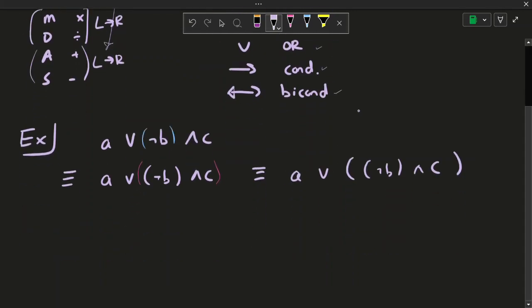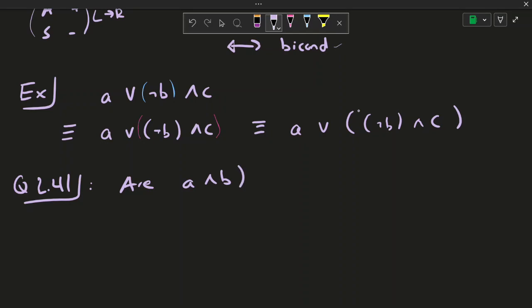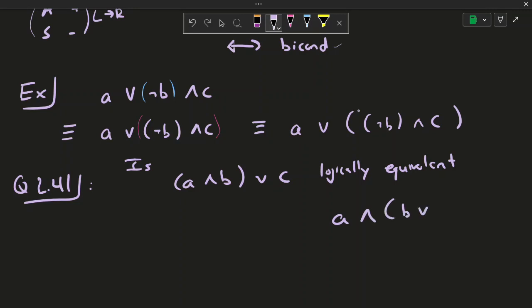Let's go through one more example in your book that I think is a little unclear. I think it's reading question 2.41. So question 2.41 asks: is A intersect B or C logically equivalent, or sorry, I should say, is A and B, parentheses, or C logically equivalent to A intersect B or C?